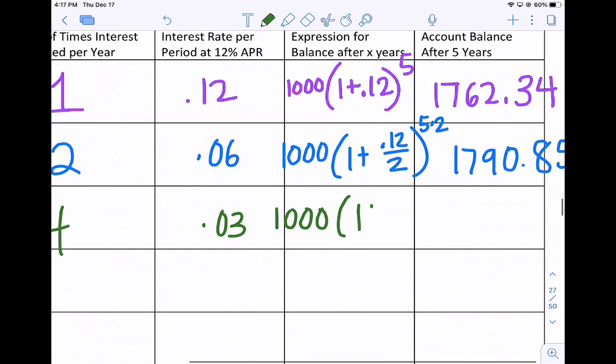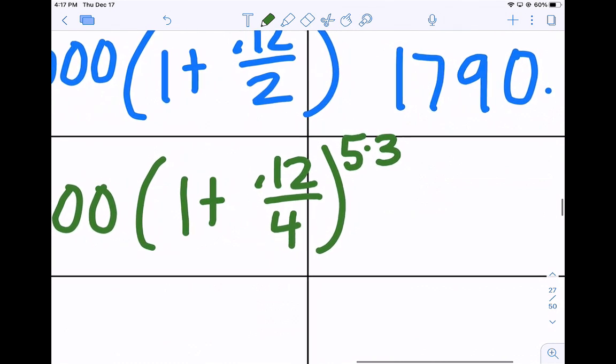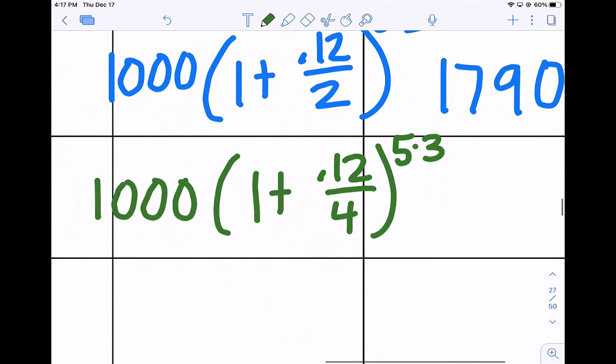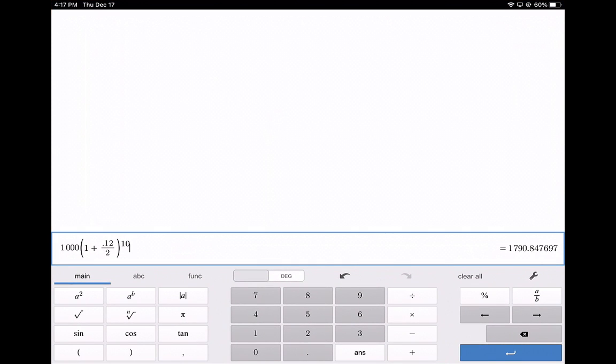So really, here's how we would type it into our calculator. We have 1,000. It's increasing. We take that 12%, we divide it by 4 times a year. But then it's 5 years, but 3 times a year. So 5 times 3 are to the 15th power. All right, so I'm going to try typing this green expression here in our calculator. So let's, oh, I wonder if I can just delete what I, okay, so I can just delete parts of this. That's nice.